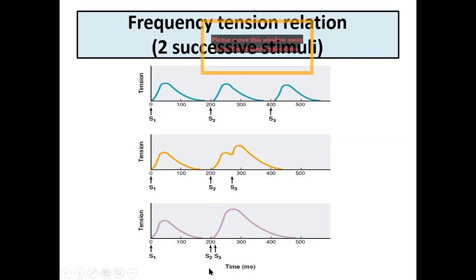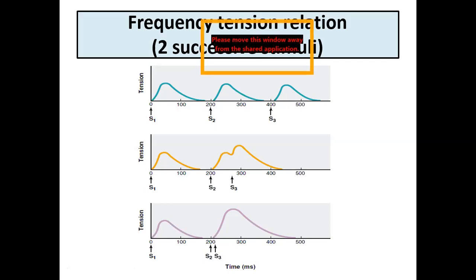Okay. So you don't see two graphs here. You see one graph, and the graphs for S2 and S3 are added or summated to form a larger graph. That is called summation, and this is what is observed when you apply successive stimulus. If you apply successive stimulus, you may observe an increase in force of contraction, or you may not, and this depends on when the successive stimulus is applied.